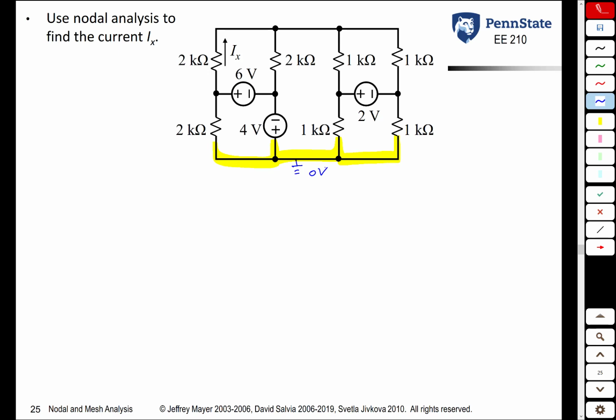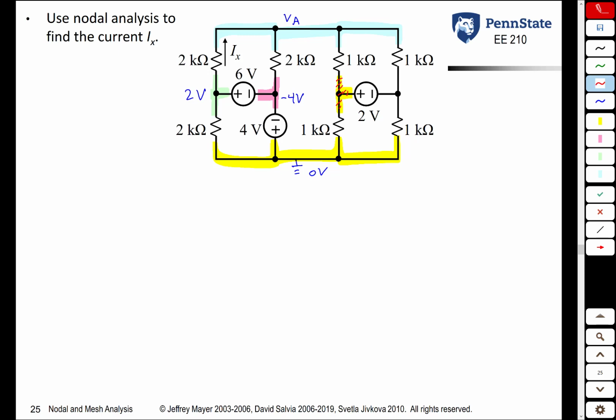Now let's look at every other node and determine, do you know the voltage or not? This node here, because it's connected to a 4-volt source that's connected to ground, we know the voltage, it is -4 volts. This node on the left here, it's connected to a 6-volt source, which is connected to the 4-volt source, so we know the voltage at the green node as well, it's +2 volts. This node on the top of the circuit is not connected to a voltage source at all. We do not know its voltage, so we have to assign a variable. We'll call that VA.